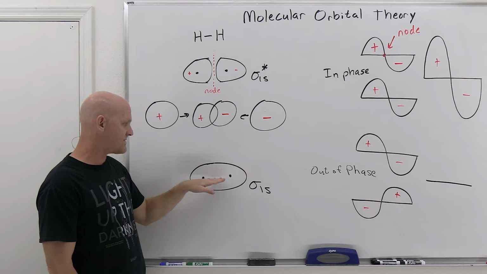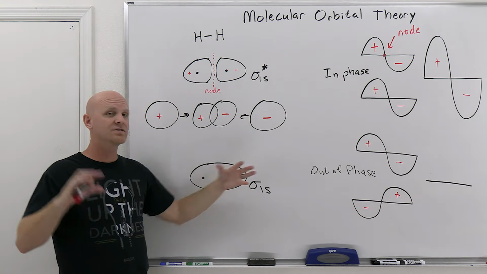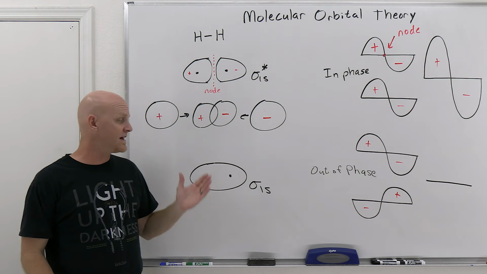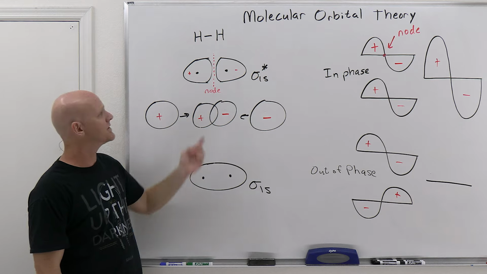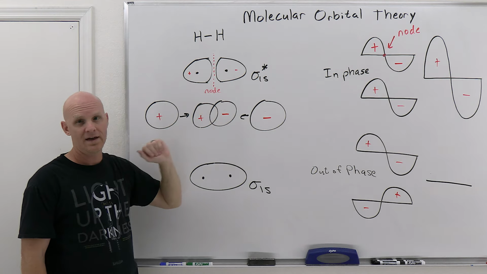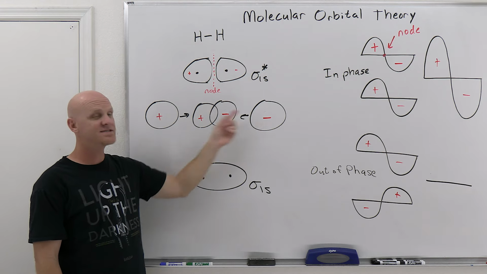Having this orbital that's lower in energy than the original atomic orbitals means that putting electrons there is likely to hold these atoms together into a molecule rather than them being separate apart. There's an advantage to being together. However, this orbital right here is higher in energy than the original 1s orbitals, and so putting electrons in this orbital is worse than having the separate atoms.